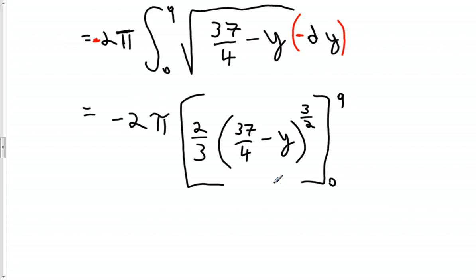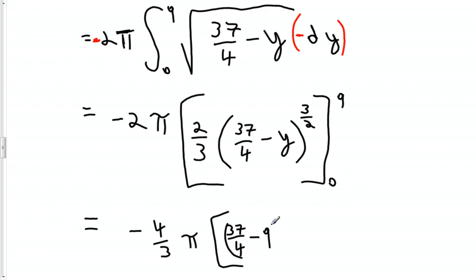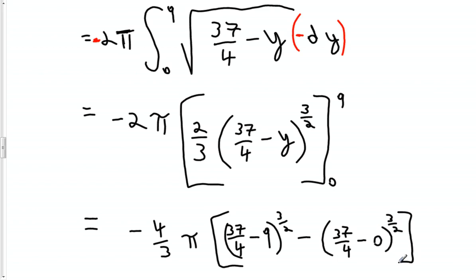All right, now all we have to do is plug in our upper and lower limits. We have negative 4/3 pi, and we're going to plug in the 9, so we're going to have 37 over 4 minus 9 to the power of 3/2, minus, and then we're going to have 37 over 4 minus 0 to the 3/2. And then all we have to do is work out this arithmetic here.